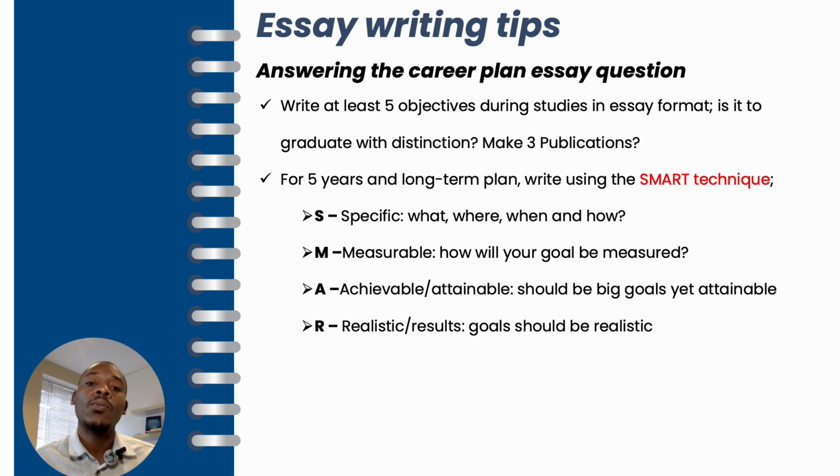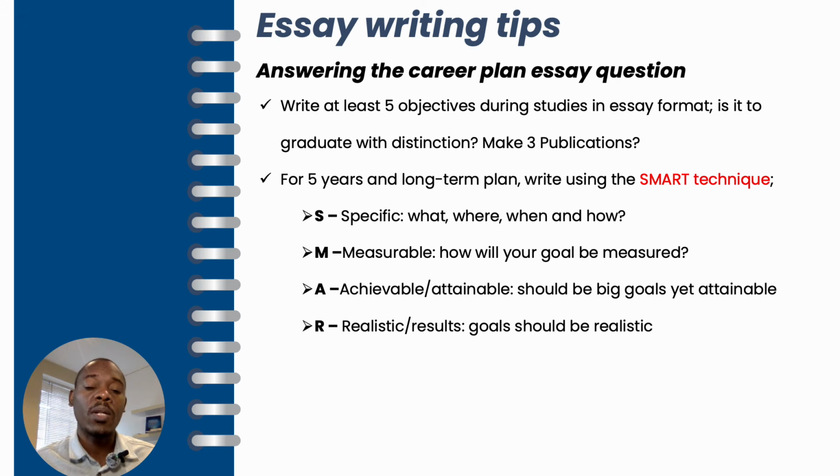You can't say that you want to be the president by 2027 when you would have just graduated by then. If you are going to be studying a master's, or if you're going to be studying a PhD, you are going to still be doing your PhD.